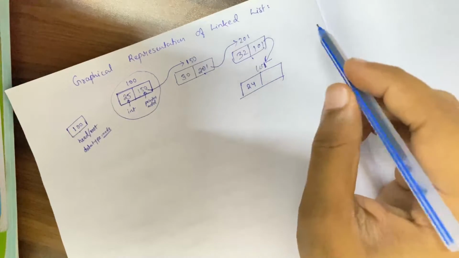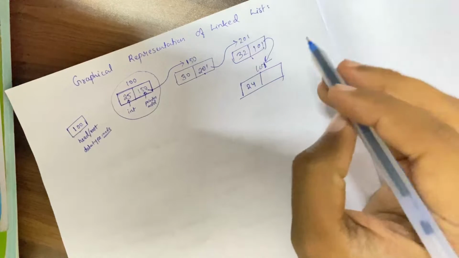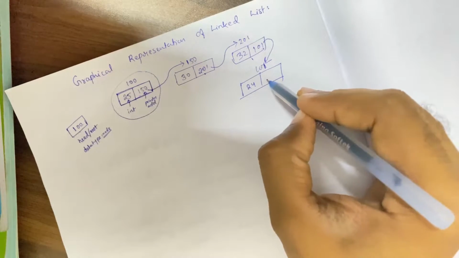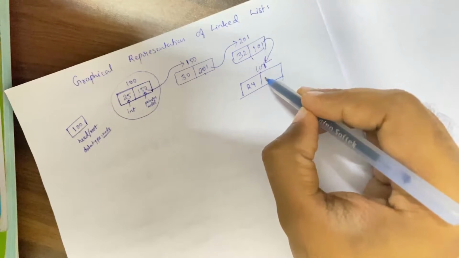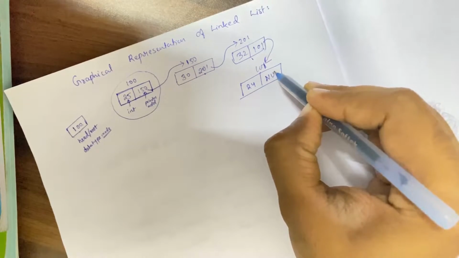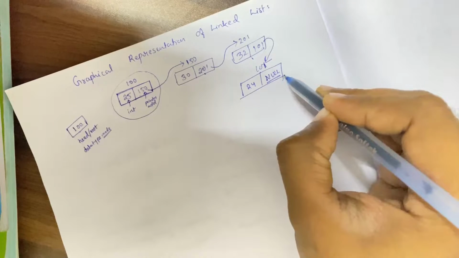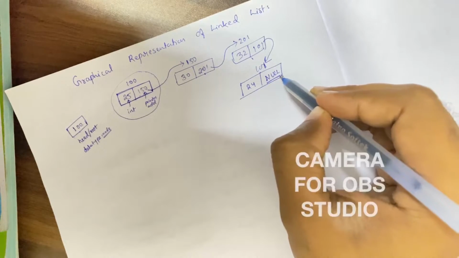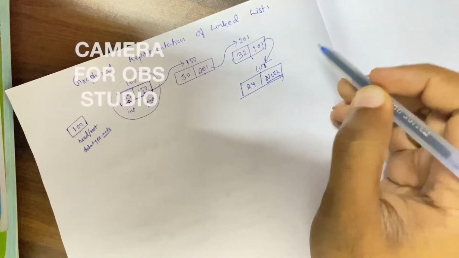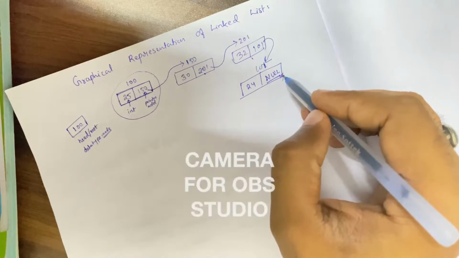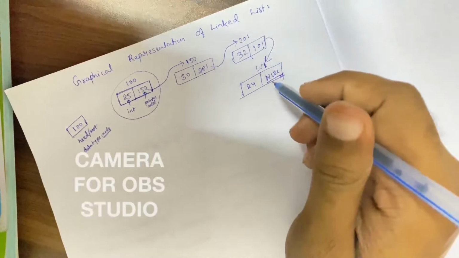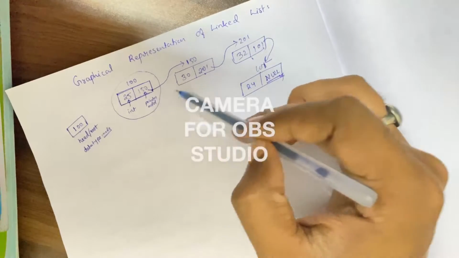Now how will we mark the end of the linked list? If a node has some address, it means it is not the end. So for the end we write null here. It represents that the linked list has ended, means it does not contain any further address, so it is the end point. Basically this is the linked list, they are linked to each other.